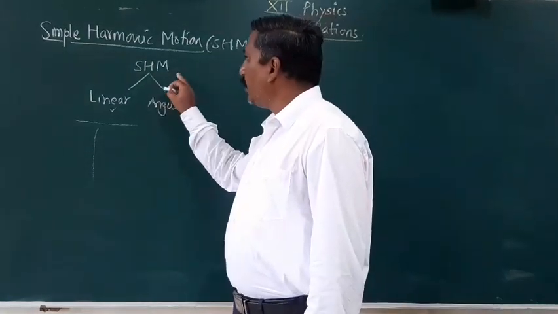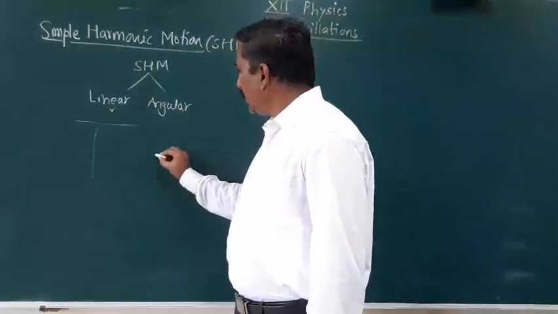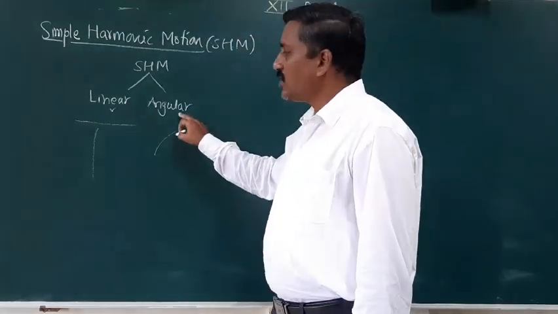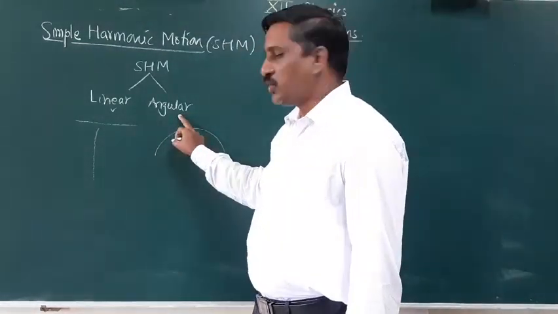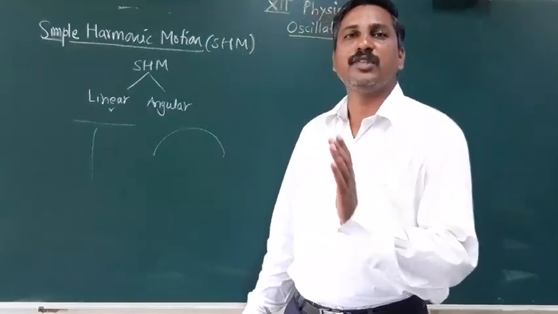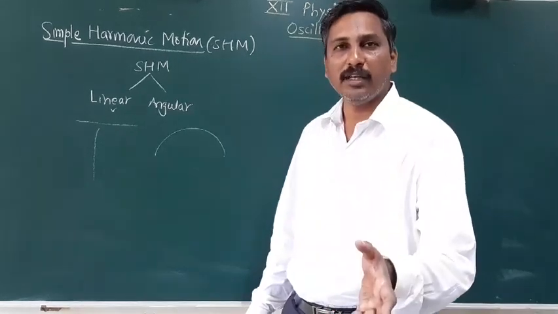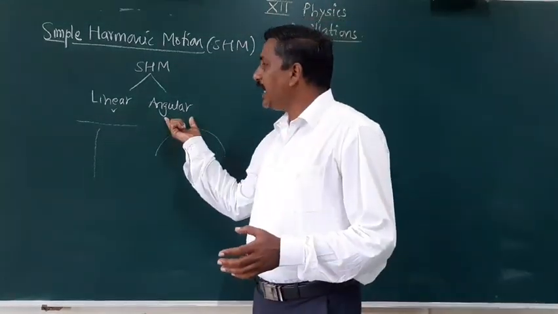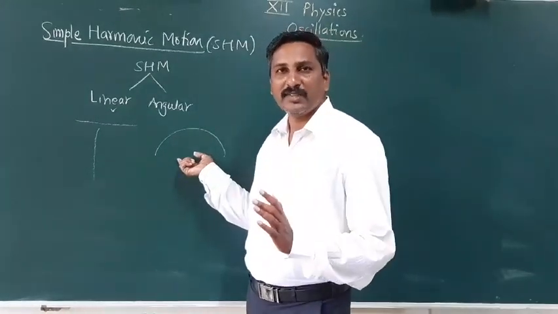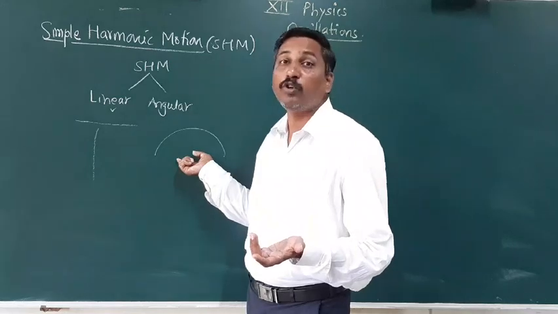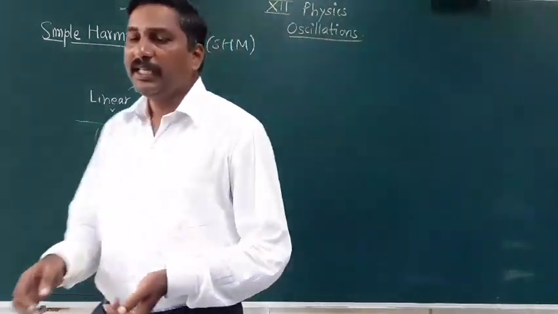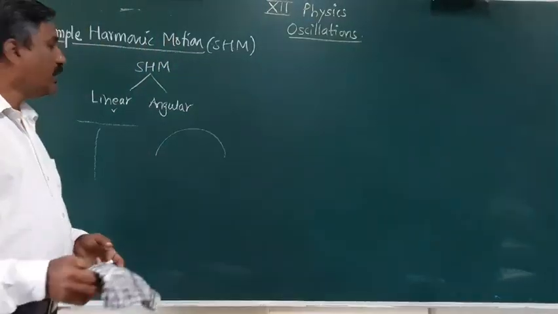And if the body performing simple harmonic motion traces an arc or circular path, then the motion is called angular SHM. In linear SHM we measure linear displacement, linear velocity, linear acceleration, and the required quantity is force. In angular SHM we measure angular displacement, angular velocity, angular acceleration, and the required quantity is torque, tau. This is the basic difference between linear SHM and angular SHM.